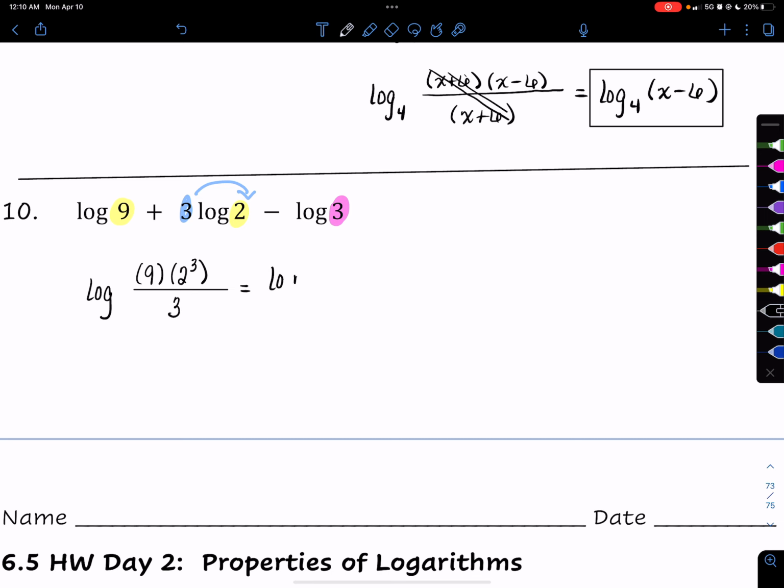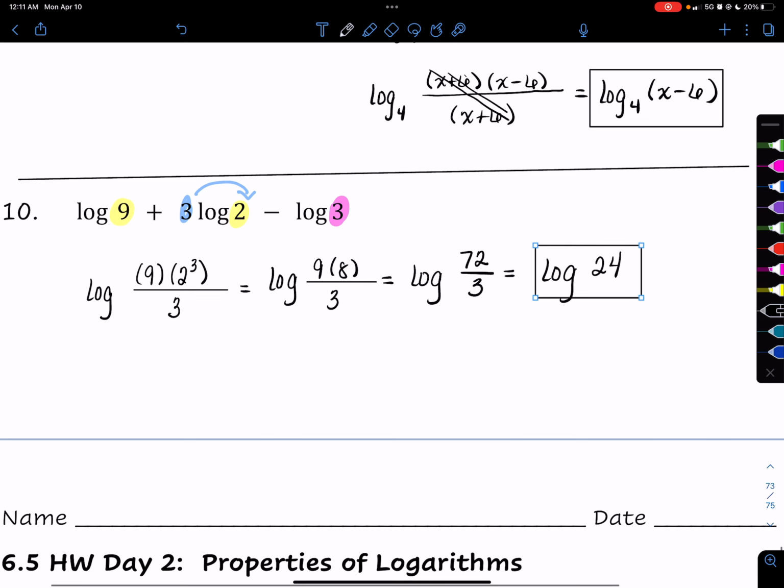So that'll give me log of 9 times 8 over 3. Rewrite it again. So I have log of 72 divided by 3. And finally, that simplifies to log base 10 of 24.